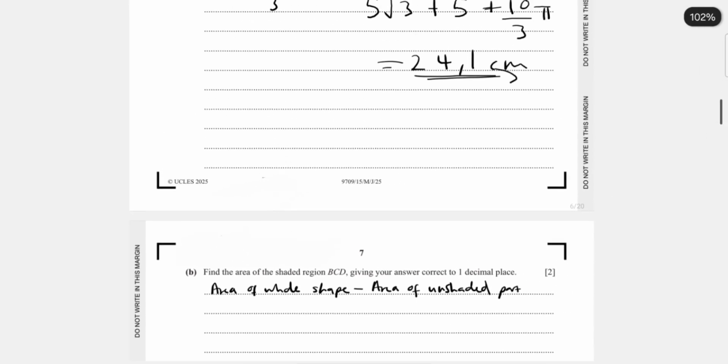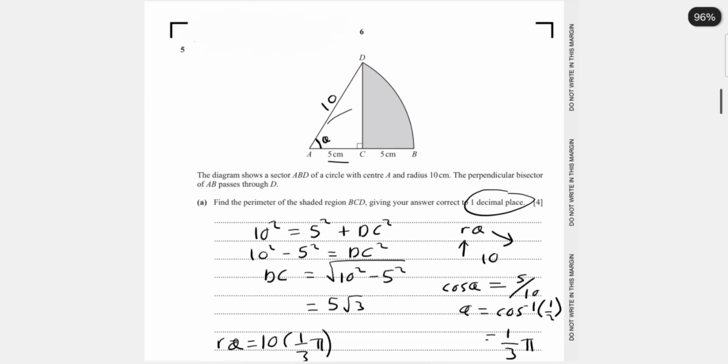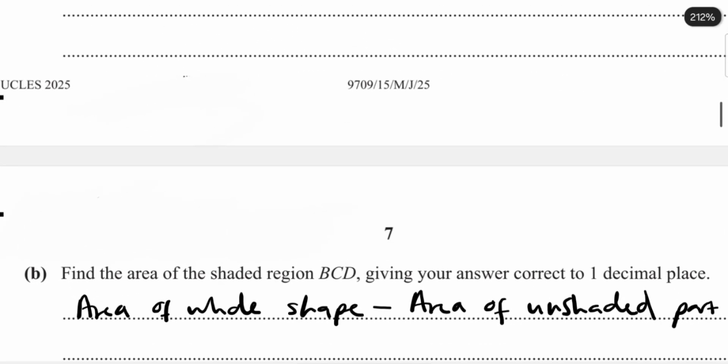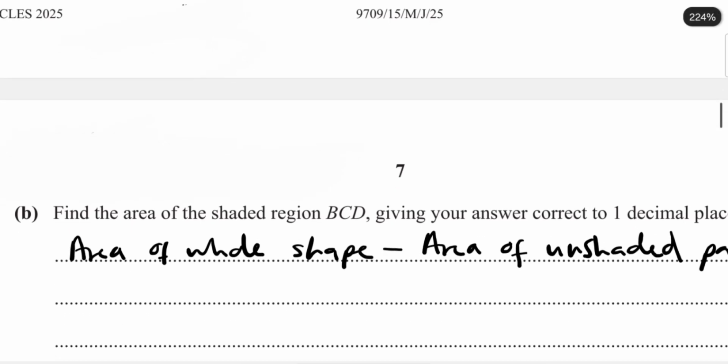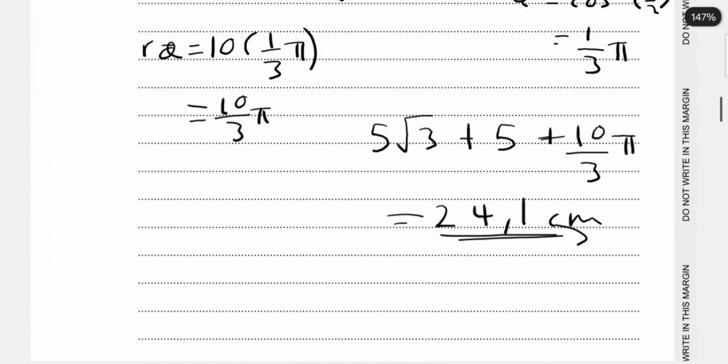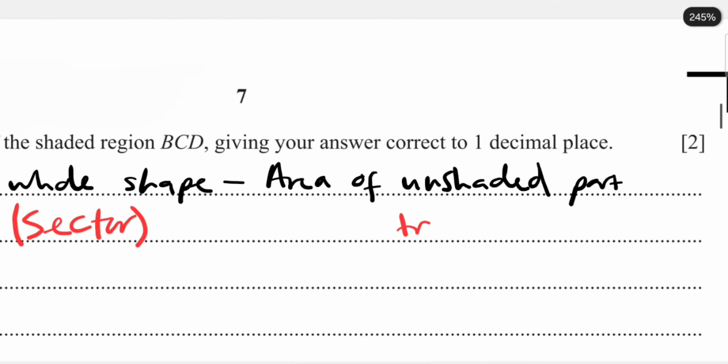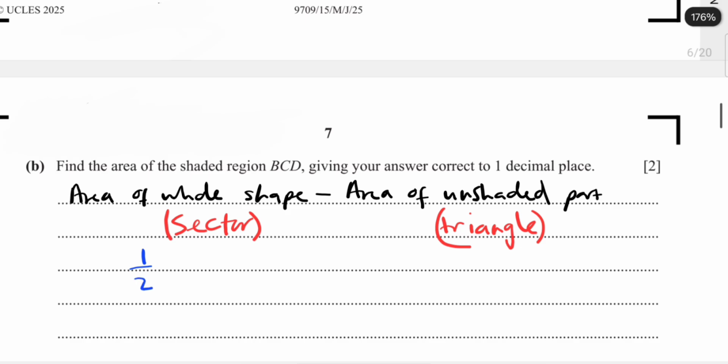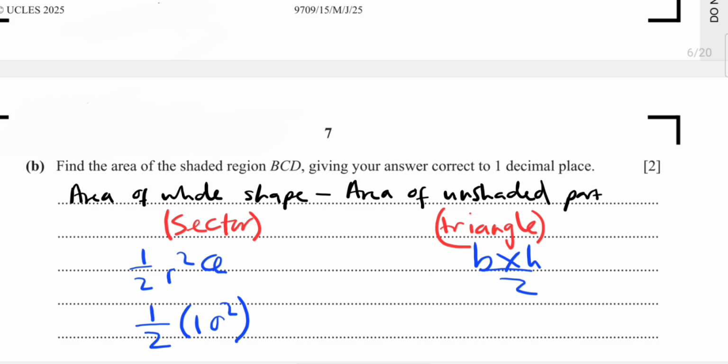And we can see the whole thing is a sector, and the area of the unshaded part is a triangle. And this is a triangle right here. So for the area of the whole shape, we're going to say half r squared theta, and for this, we're going to say base times height over 2. So this will be half r squared, that's 10 squared, then our theta is a third pi.